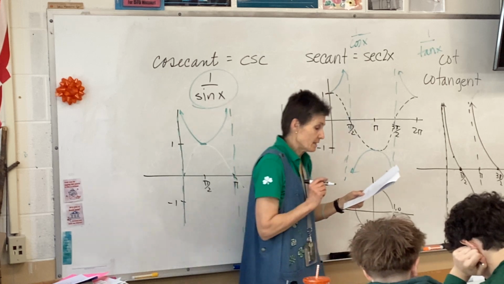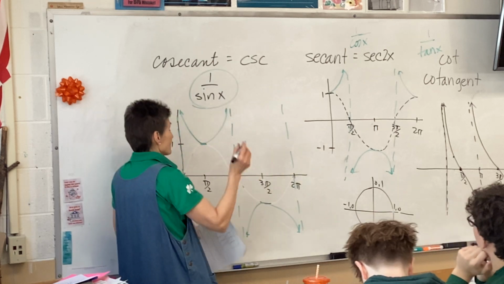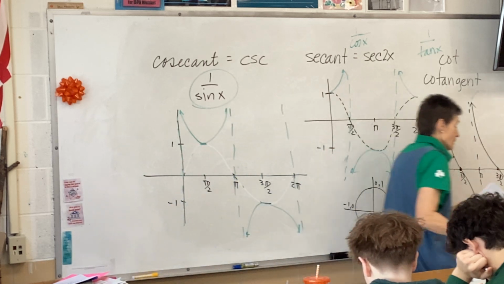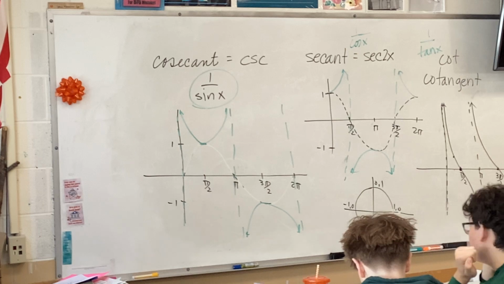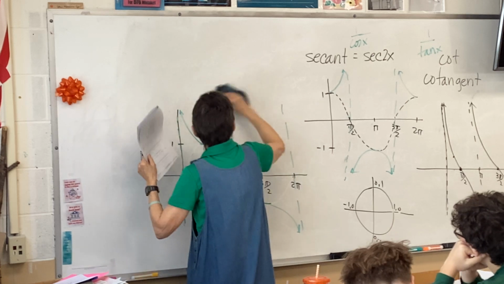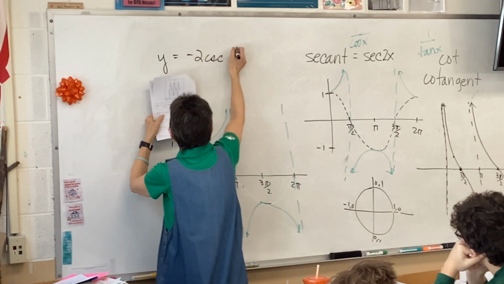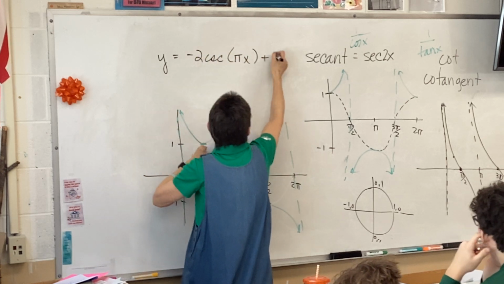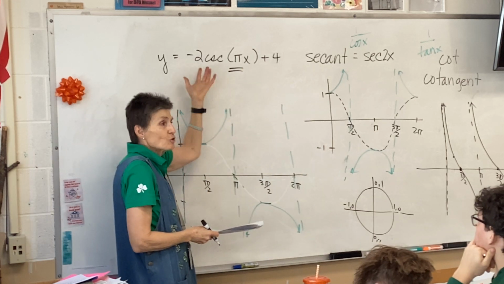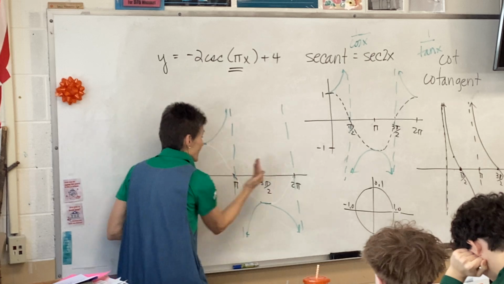Which of the following is a vertical asymptote of 4 minus 2 cosecant pi x? Now, remember, the only thing in that big ugly equation that impacts the x's is right there. Would you agree with me? That's in there and that's fine. That's going to turn the picture upside down and all kinds of stuff, but it's not going to change the asymptotes. The asymptotes are at x values.